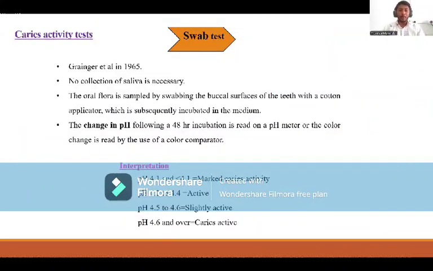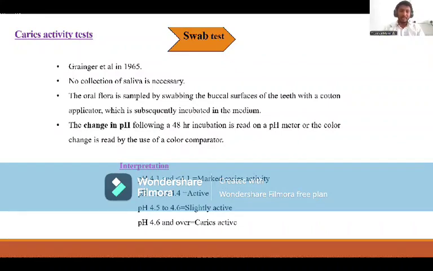Next, we'll be seeing the swab test. It was introduced by Grainger et al. in 1965. In this, no collection of saliva is necessary. The oral flora is sampled by swabbing the buccal surface of the teeth with a cotton applicator, which is subsequently incubated in the medium. The change in pH following a 48 hour incubation is read on a pH meter, or color changes are read by a color comparator.